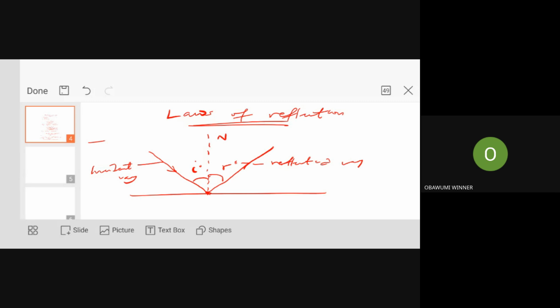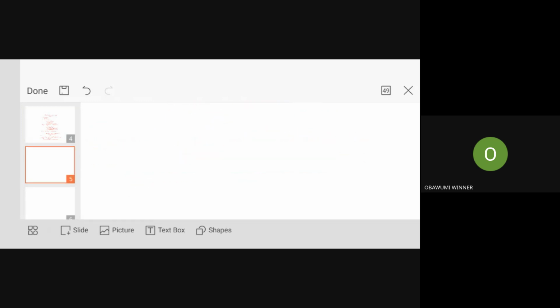So having understood the law, the next thing I want us to look at is the reflection of light, or images formed on plane mirrors. Images formed on plane mirrors. So let's look at a plane mirror. Everyone here should of course know what a plane mirror is. So how are images formed on a plane mirror? Images formed on plane mirrors.